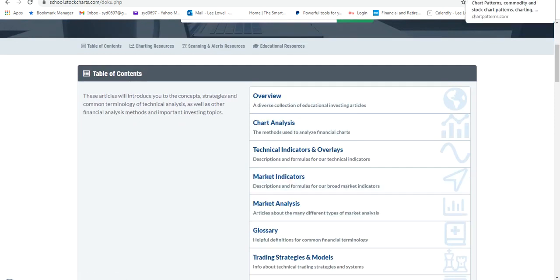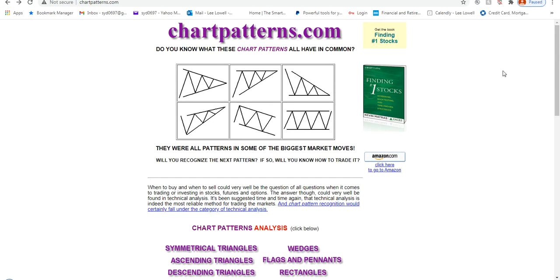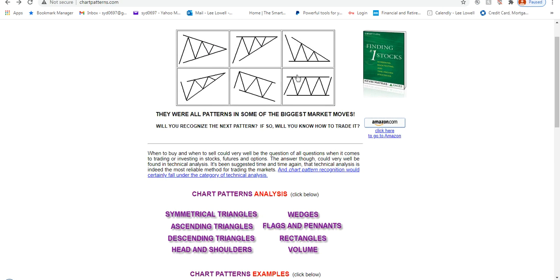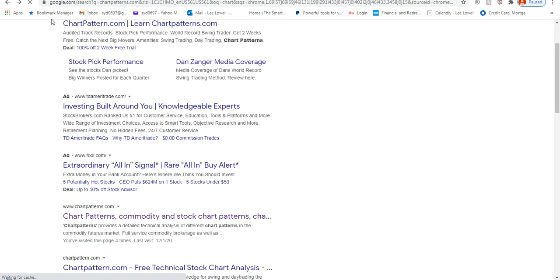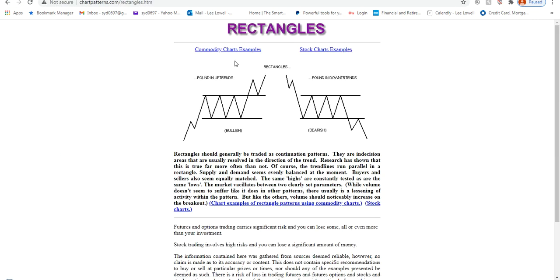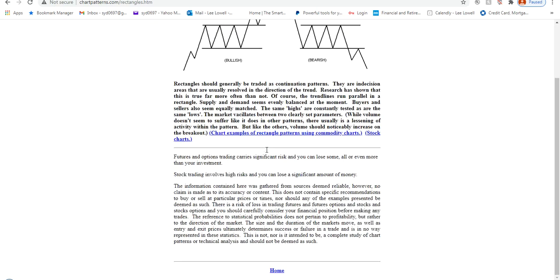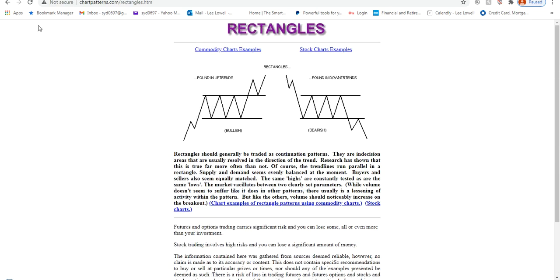And what else do we have here? Chartpatterns.com is another one that I talked about before. It can tell you about all these different chart patterns and how to look for them. And if you click on the channel, it'll show you if it's coming from the downside, it's a bullish channel. If it's moving from above, it's a bearish channel. What else? You can go back and look at all these charts.